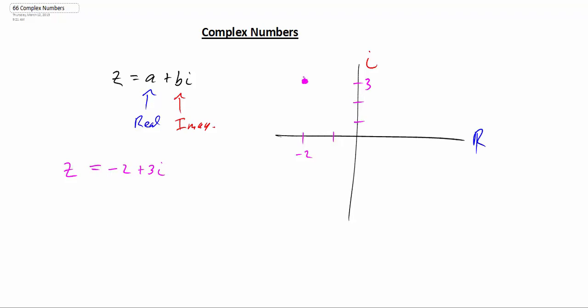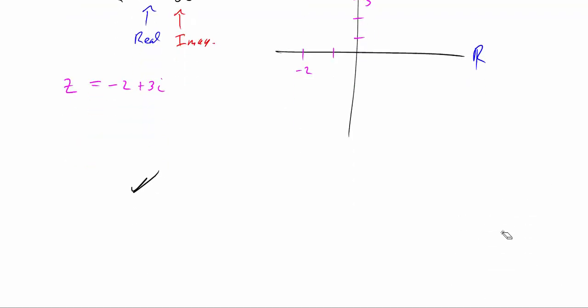Now, once again, realize this is a point. It is not a vector, so it's just a single point. It doesn't have the magnitude that we talked about when we were looking at vectors. So if this is our complex number, negative 2 plus 3i, then we can actually look at what is going to be the absolute value of this number. So how can we find the absolute value?